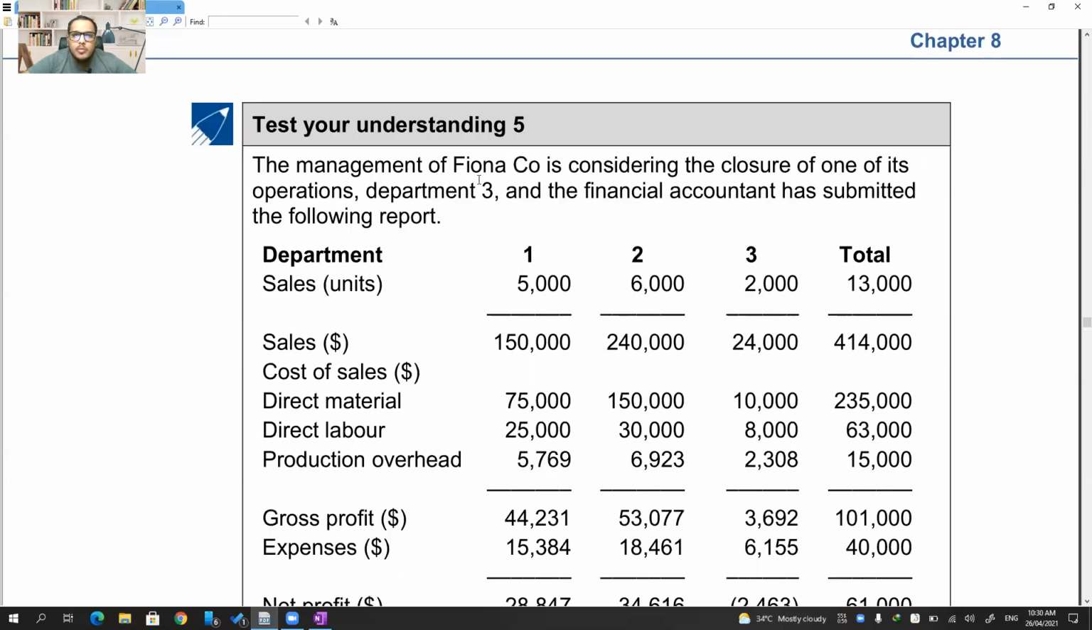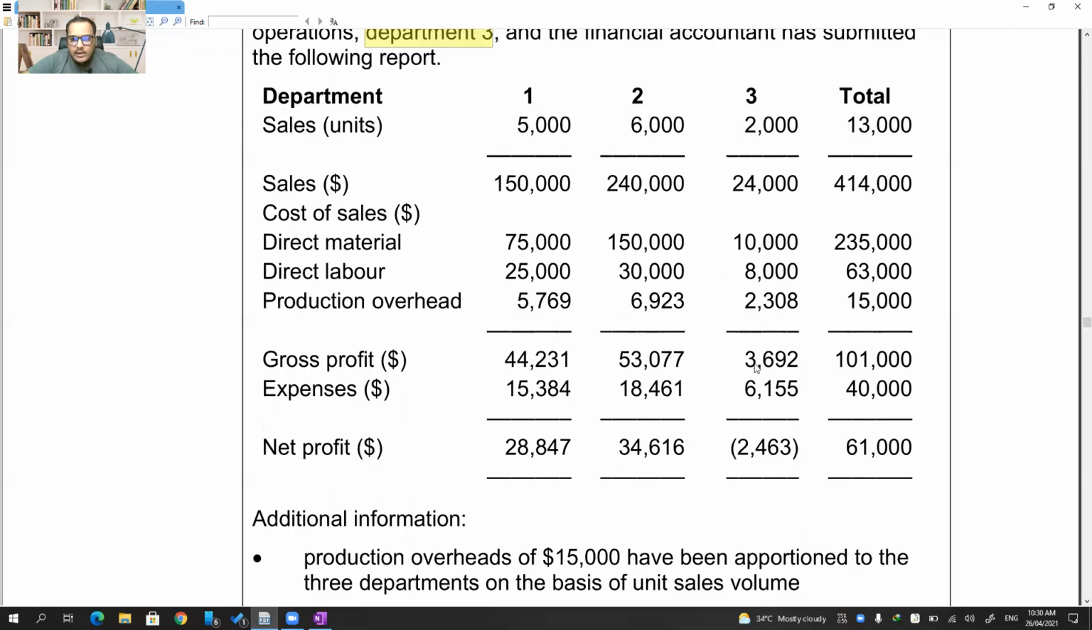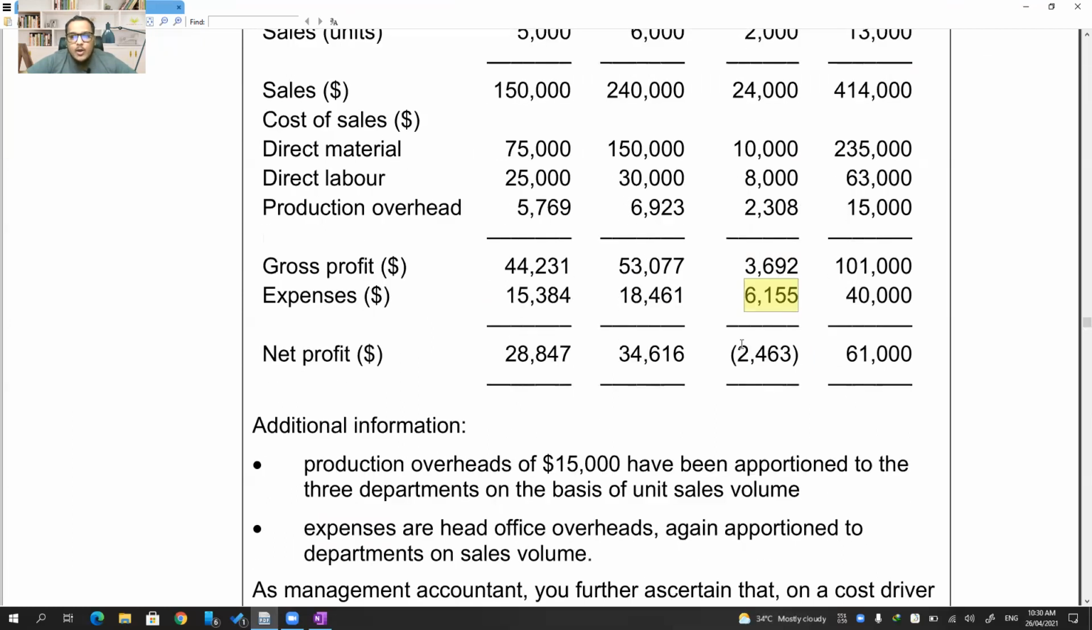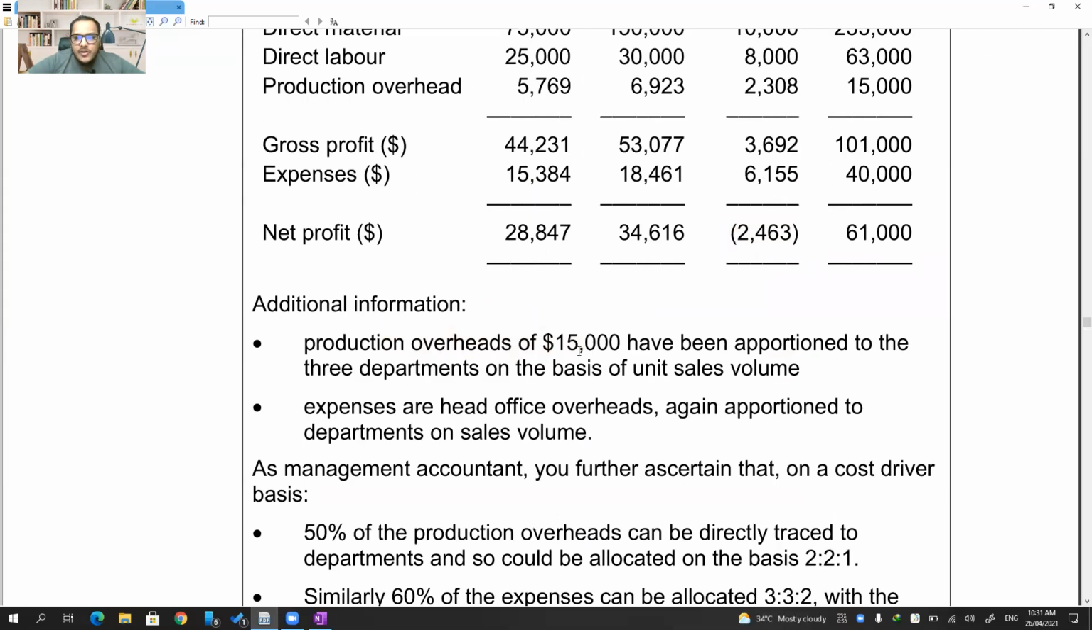We are talking about department 3. Department 3 we want to shut down, and it is giving 3,692, and expenses are 6,155, and there is a loss of 2,463. Since this department is running in losses, they want to shut it down. Now, what are they telling you? Production overheads of 15,000 has been apportioned to 3 departments on the basis of unit sale volume.